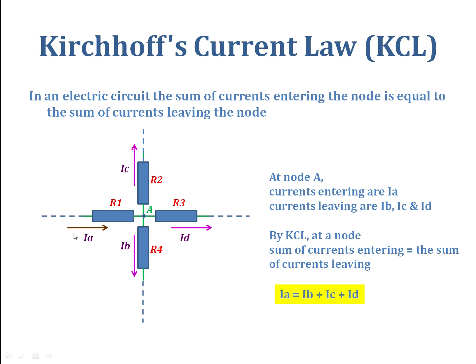We can see that current IA is flowing towards A, whereas IB, IC and ID are flowing away from the node. So current entering the node is IA, currents leaving the node A are IB, IC and ID. As per Kirchhoff's current law, IA is given as IB plus IC plus ID.